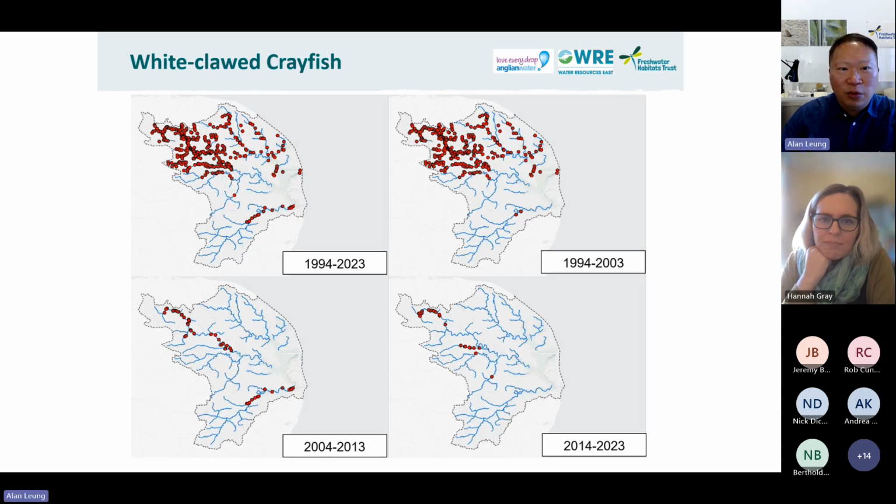While restricted species may face a problem of local extinction, some widespread species also face a similar problem. Here is a highlight. For example, the white claw crayfish is a widespread species, but unfortunately, if we look at it in 10-year intervals, we find that around the 90s the white claw crayfish were quite common across the northern part of the catchment. But if we look at the more recent records, they have become very rare in this catchment.